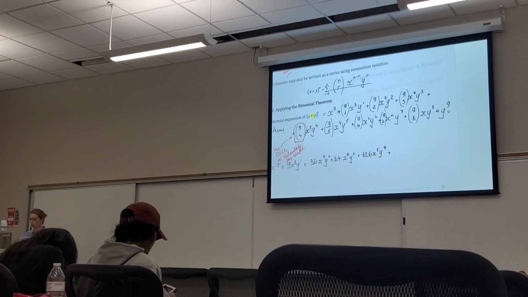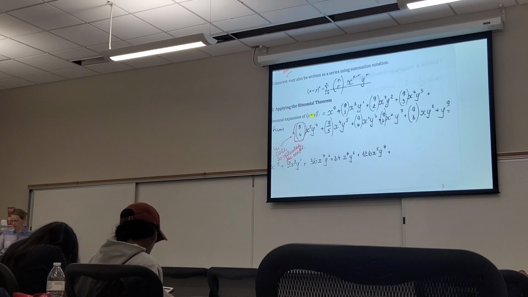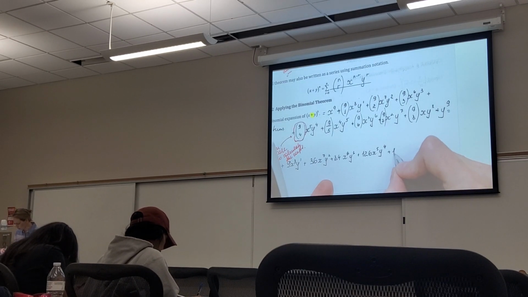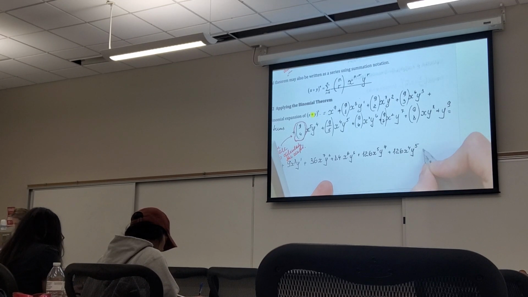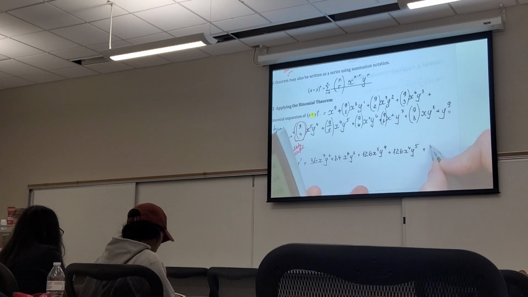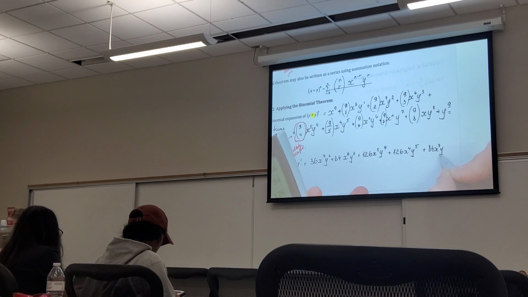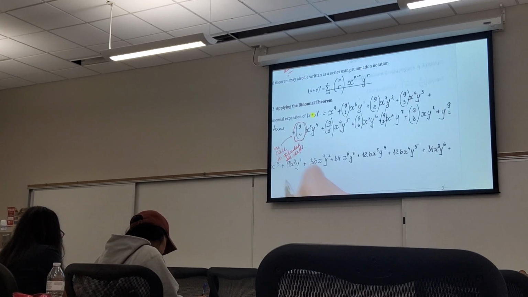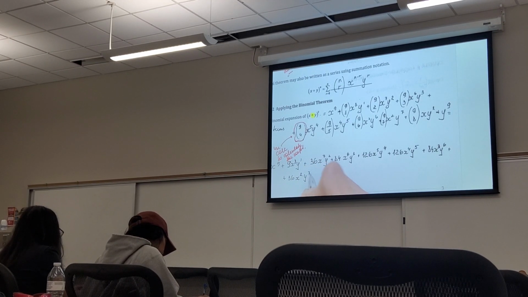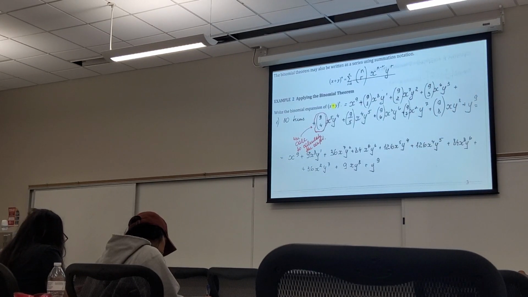And remember, it's going to be symmetrical, so soon it will go down. So now I know: 126 x to the 4th y to the 5th, plus 84 x to the 3rd y to the 6th, plus 36 x squared y to the 7th, plus 9 x y to the 8th, plus y to the 9th. And this is your expansion.